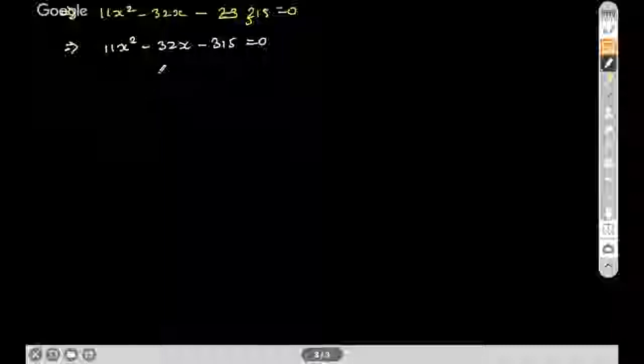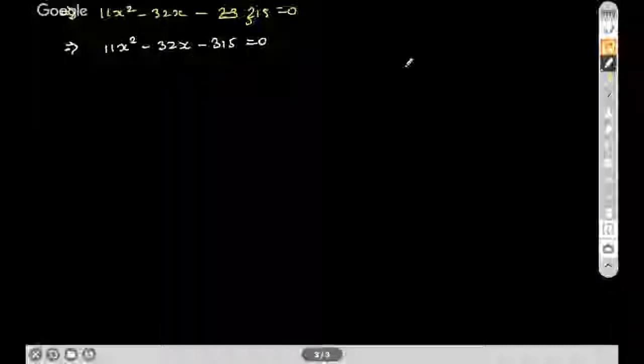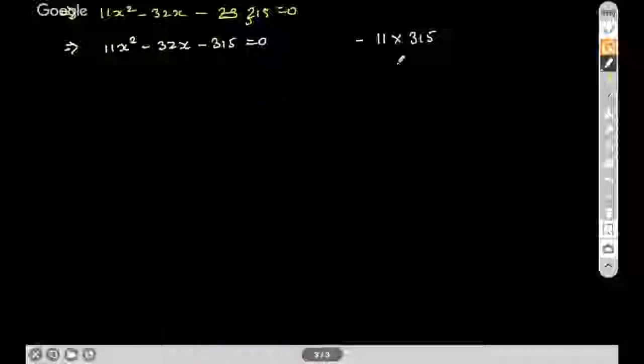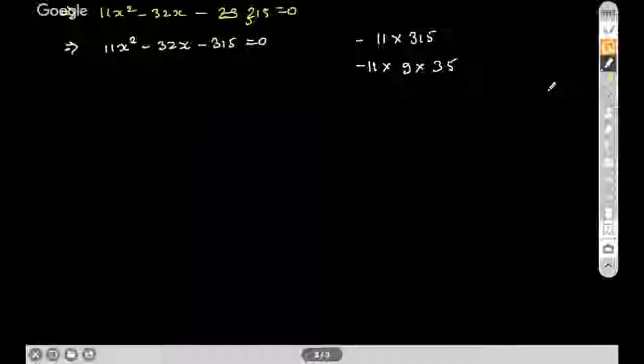Now, either you can go for the quadratic formula, but let us try and see if I can split it. So 11 into 315, this is a negative 11 into 315. This is AC, right? Now you have to split it in such a way that I get a sum of 32. 11 is a prime number, so let's factorize 315, which is nothing but 3 into 105, or 9 into 35. So hence it is nothing but minus 11 into 3 squared into 7 into 5.